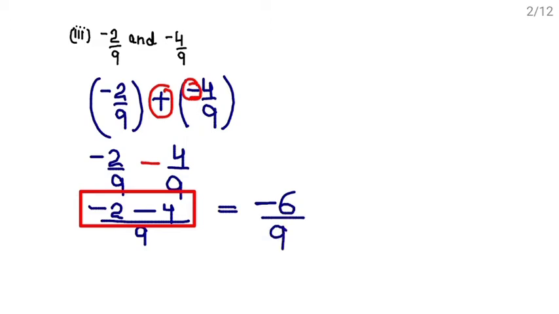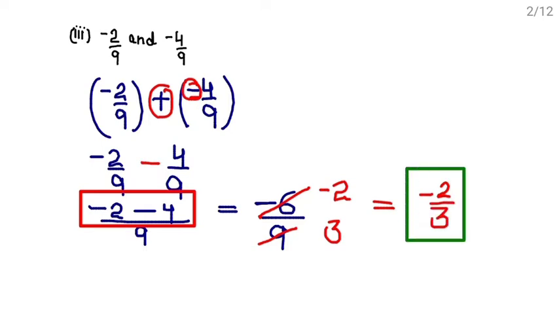Now you can see here this numerator and this denominator both are divisible by 3. So cut them. 3 twos are 6, of minus sign. 3 threes are 9. So what is your answer? Minus 2 upon 3. This is your answer.